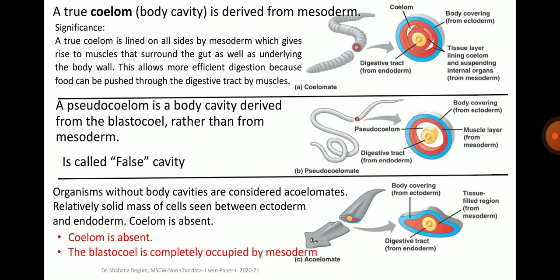Finally, in the third diagram, a planarian is shown along with its section. Here these are the organisms without body cavities and are considered acoelomates, and here the relatively solid mass of cells are seen between ectoderm and endoderm. So coelom is absent.